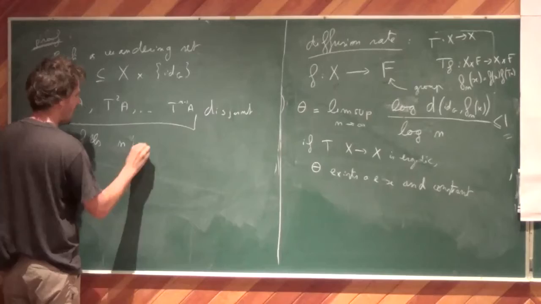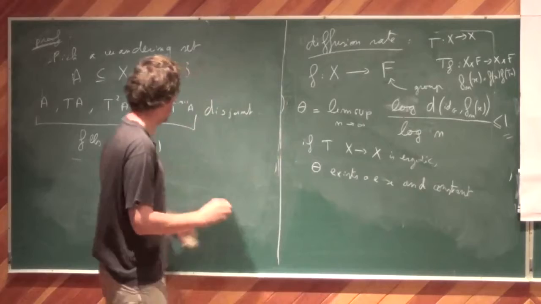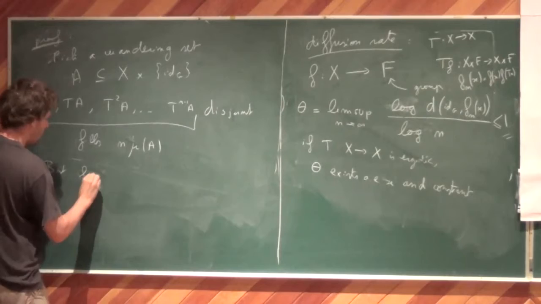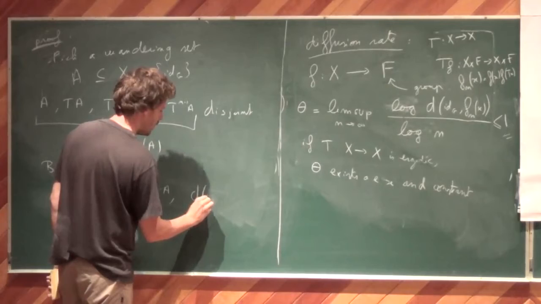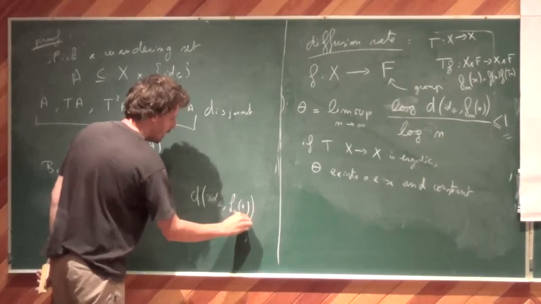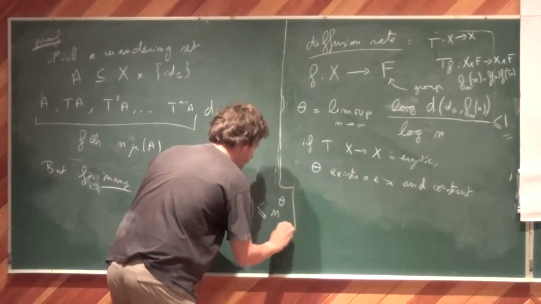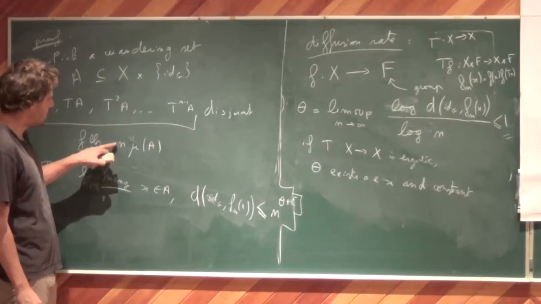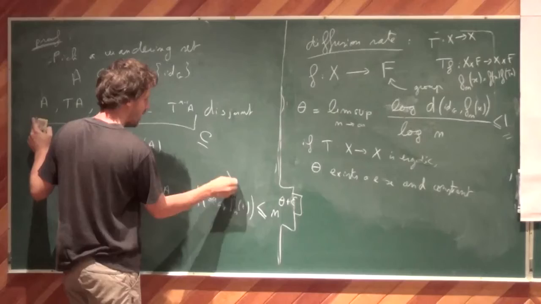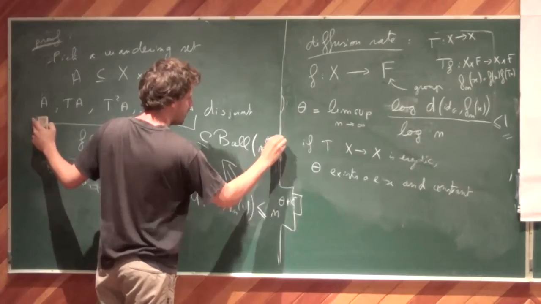But here you have to care about the quantifier: for many x that belong to A, the distance from the identity in the fiber to f^n of x is actually smaller than n to the power theta. You fix an epsilon and this is smaller than n to the theta plus epsilon. So all these sets belong to some ball of radius n to the theta plus epsilon.